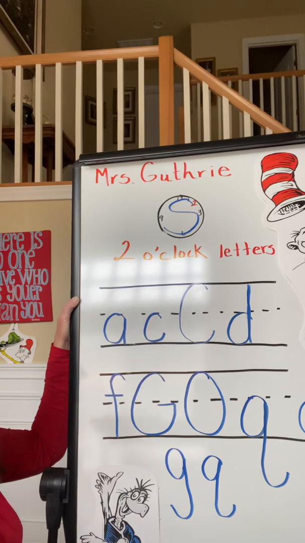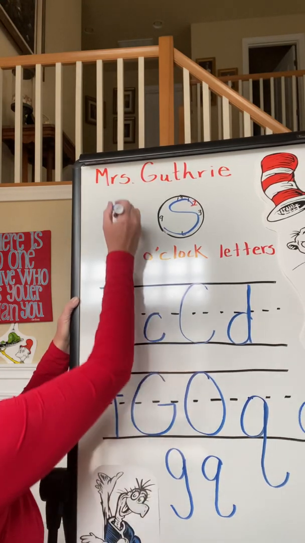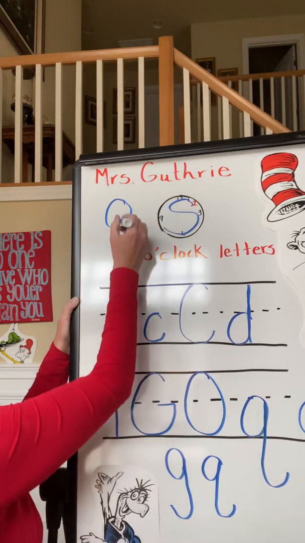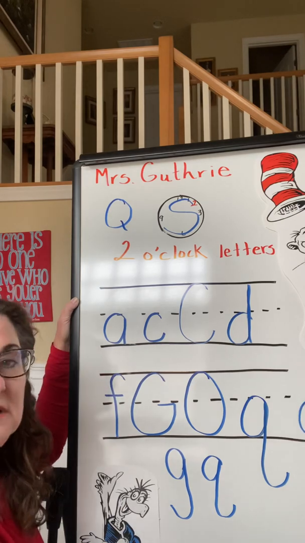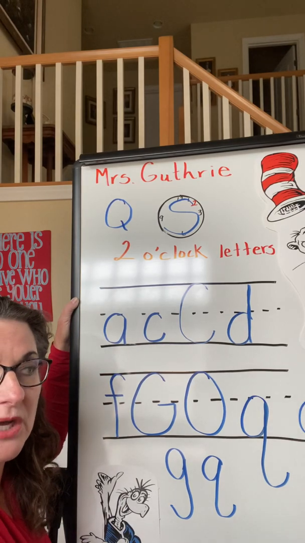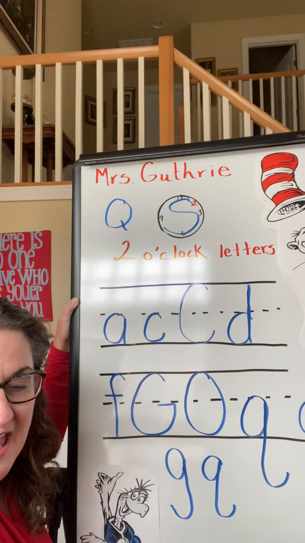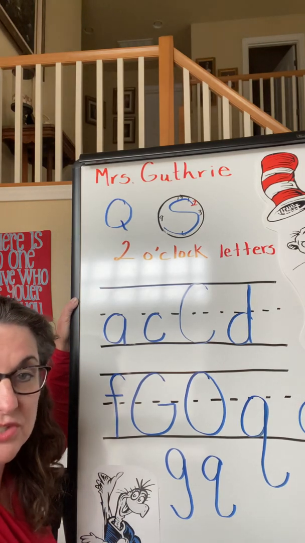Capital Q is a 2 o'clock letter. And I'm just gonna fit that in over here. I'm gonna make an O, and I put a little tail on it, like Ramona Quimby, if you've ever read those stories. Those are great stories. And I think that's it for our 2 o'clock letters.